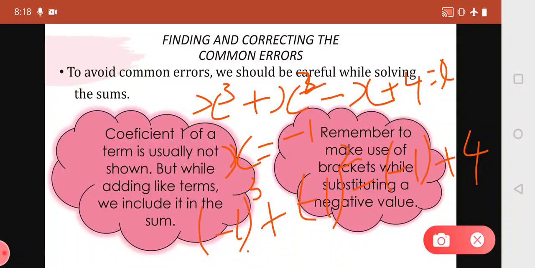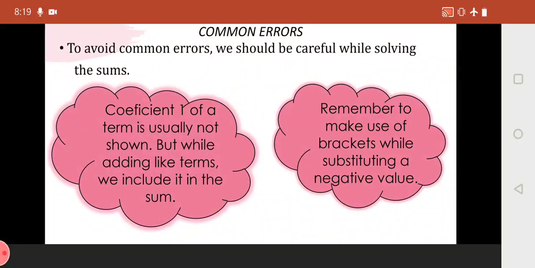Now base negative and power is odd, so we'll get minus 1 only here, so we write minus 1. Again base negative, even power we will get positive, so we'll write plus 1. Now again this minus will become plus 1. So to avoid these common mistakes, we have to insert the value of given variable in a bracket if it is negative.